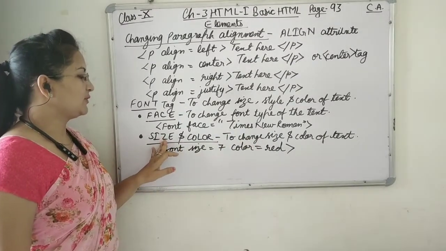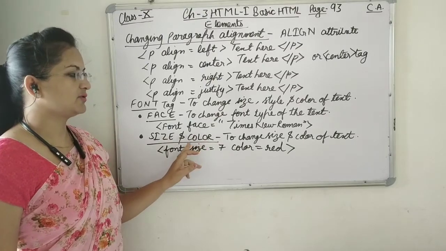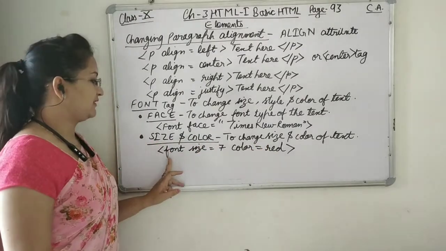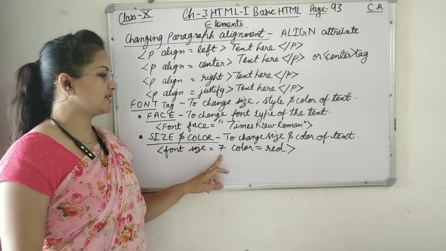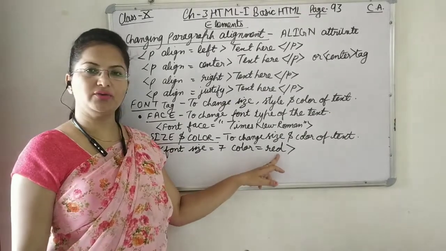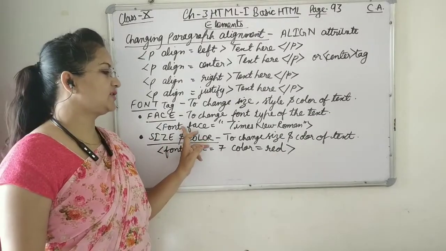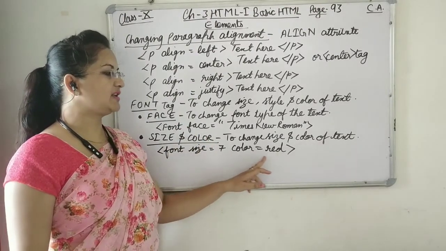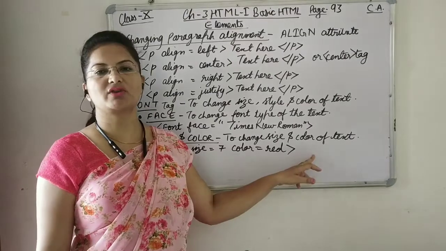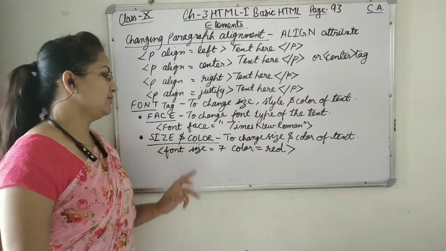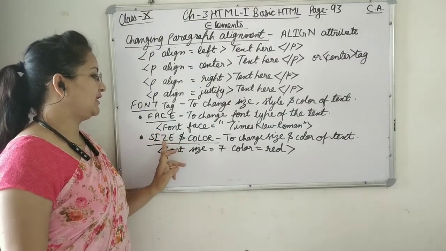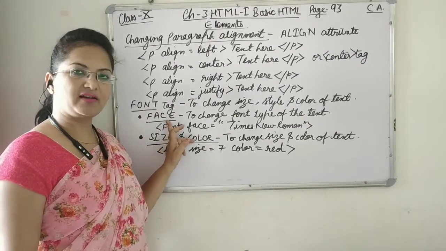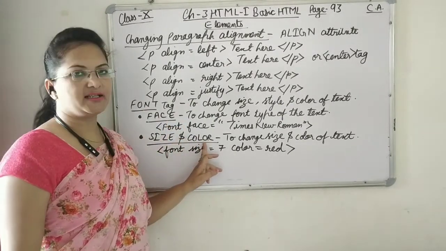Then two more attributes are there, size and color. Size and color are to change the size and color of the text. We can write it like this: font size equals 7, color equals red. We can write all three together also, like font size equals 7, color equals red and face equals Times New Roman. So today we studied three attributes of the font tag: face, size and color.